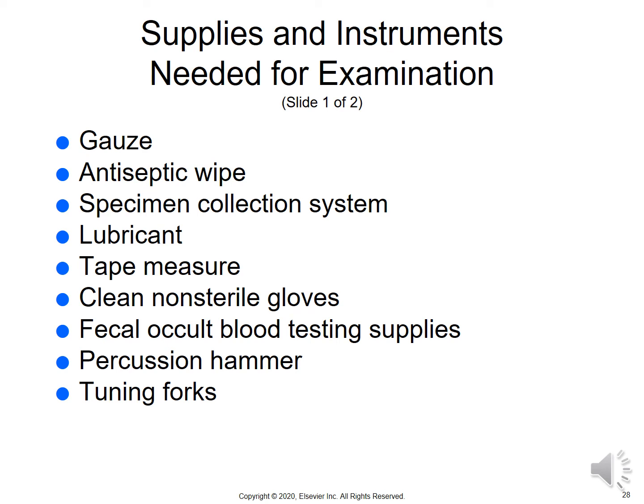Physical examinations typically are performed from the head to the feet, and all the instruments listed here are in the order in which they would properly be used. For example, there's gauze, antiseptic wipes, specimen collections, lubricant, tape measures, clean non-sterile gloves, fecal occult blood testing supplies, percussion hammer, tuning forks. You'll be familiarized with all this equipment during the course of your lab session.